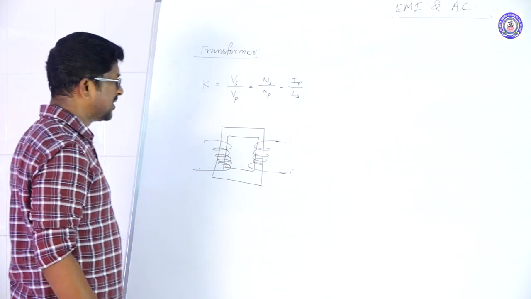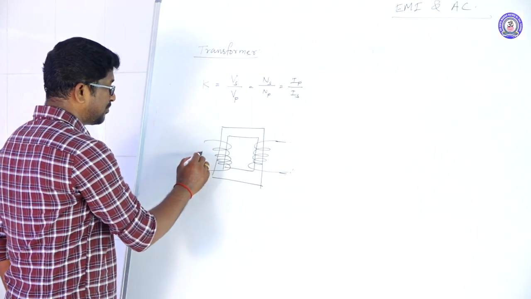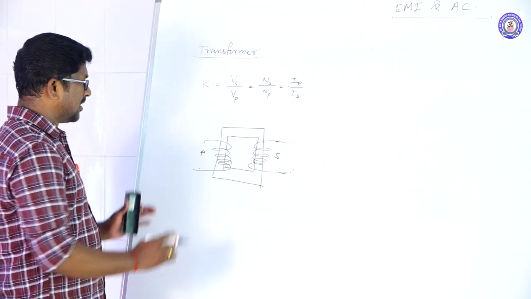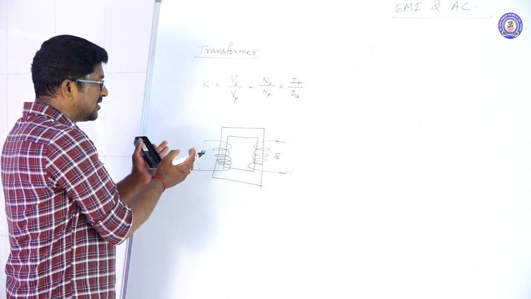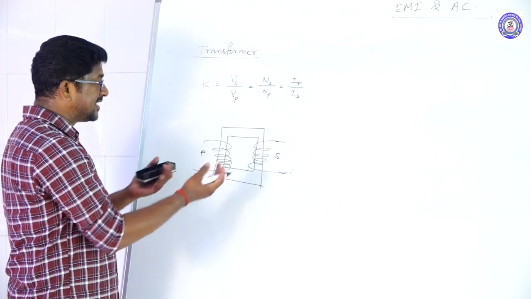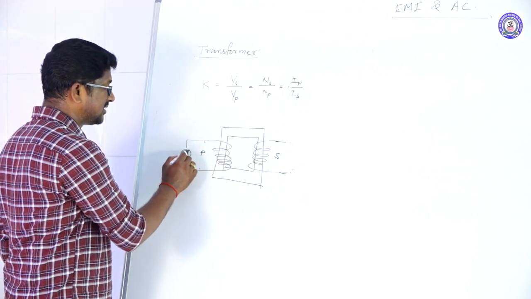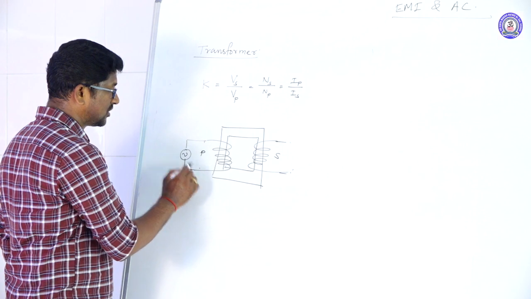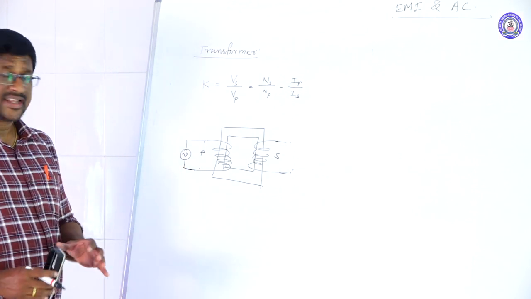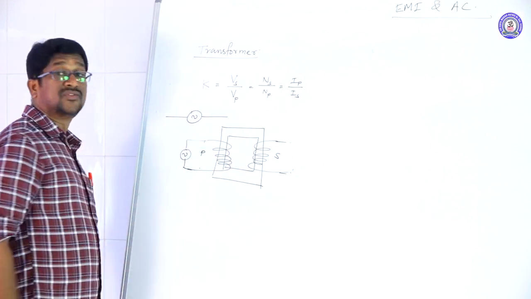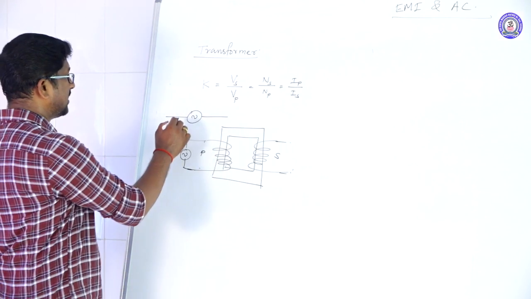So this is a transformer, and this is the primary coil, and this is the secondary coil. The coil to which the AC input voltage is applied is called the primary coil. The primary coil is connected to an alternating source. Generally, an alternating source is represented by a symbol like this.